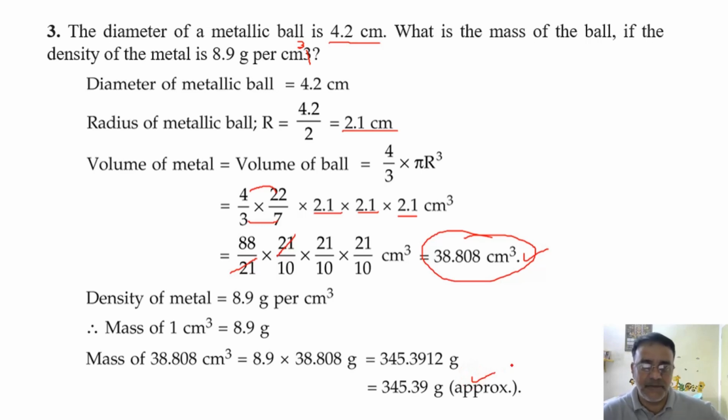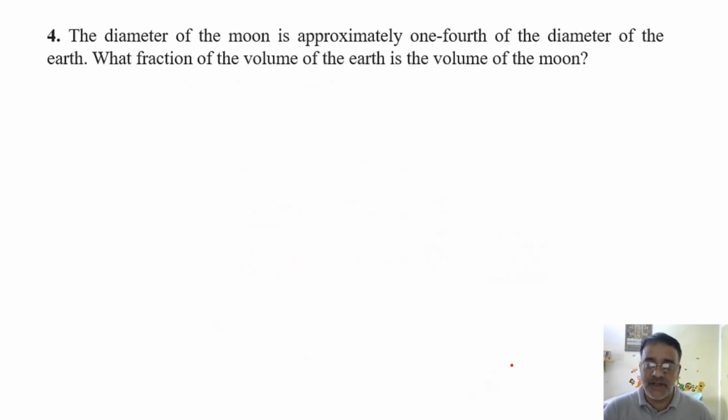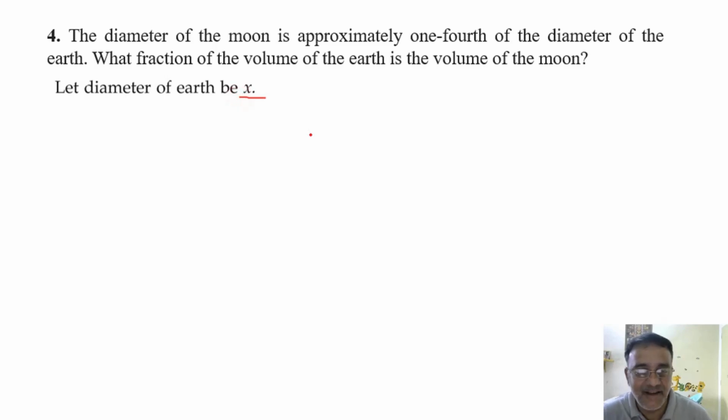Okay, so this is the question number 3. Now we are moving towards question number 4. This question we did in exercise 13.4. There we found the ratio of surface area of earth and volume. Now here we are going to find the volume of earth and volume of moon. Okay, so let us start with the diameter. Diameter of earth we are going to take x. So what will be the radius? X by 2, and we are going to take capital R.